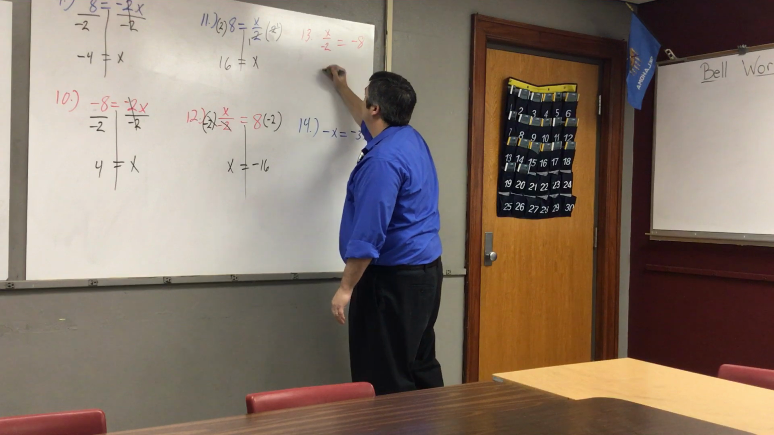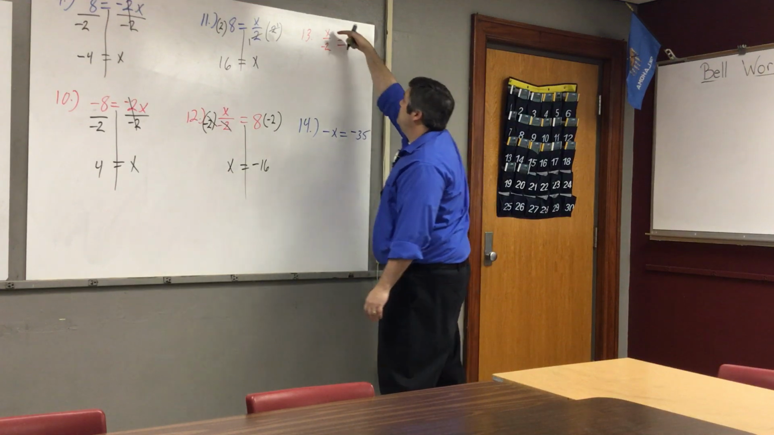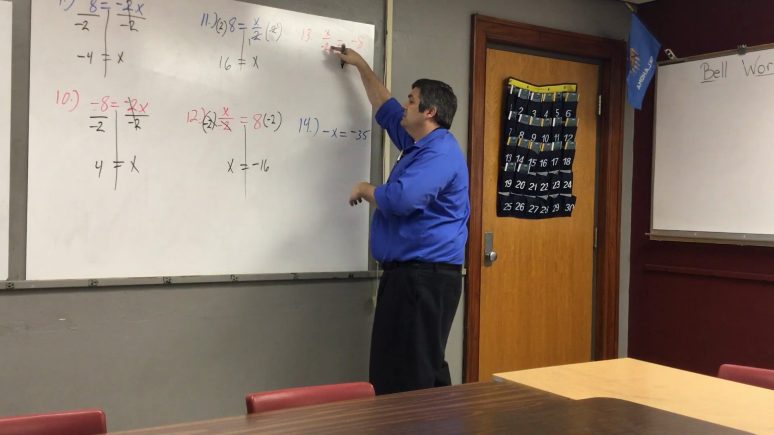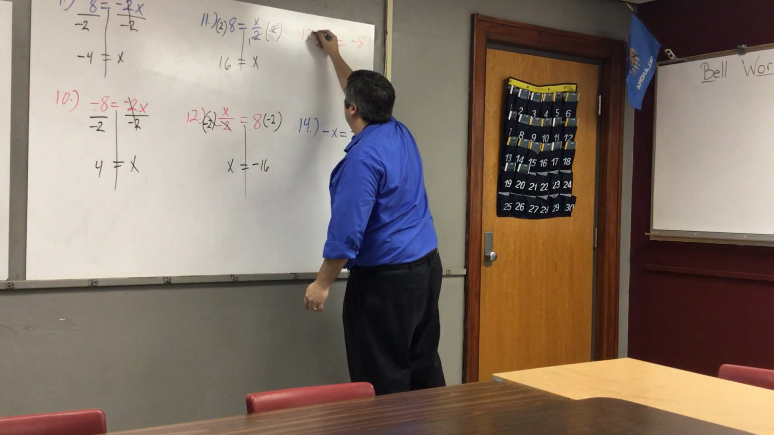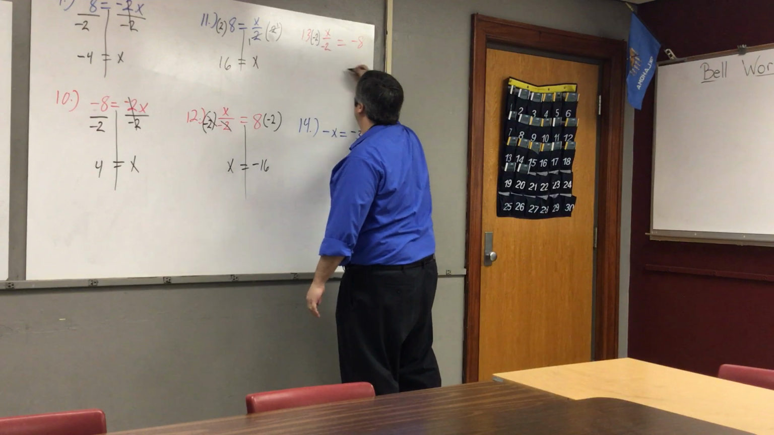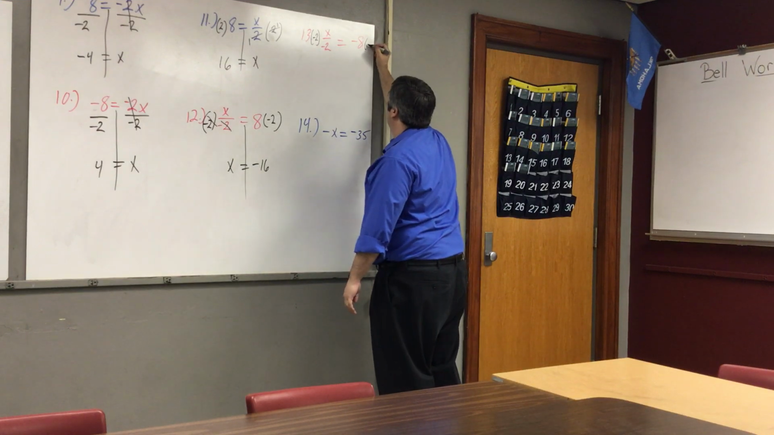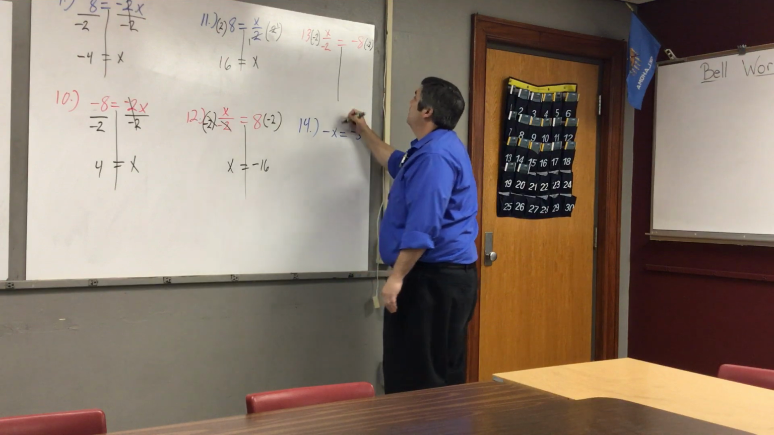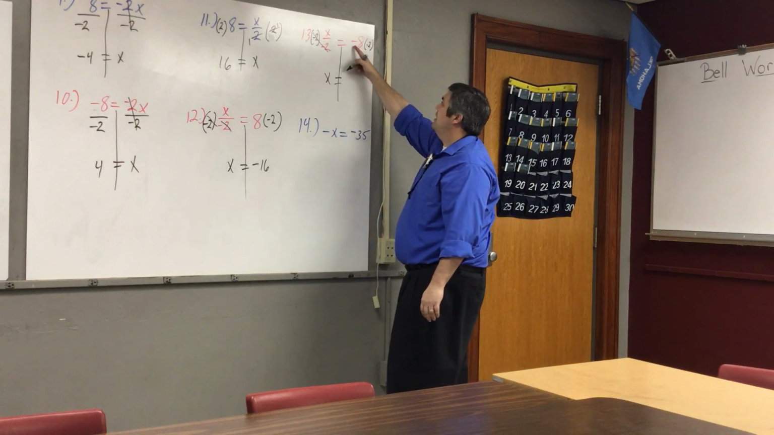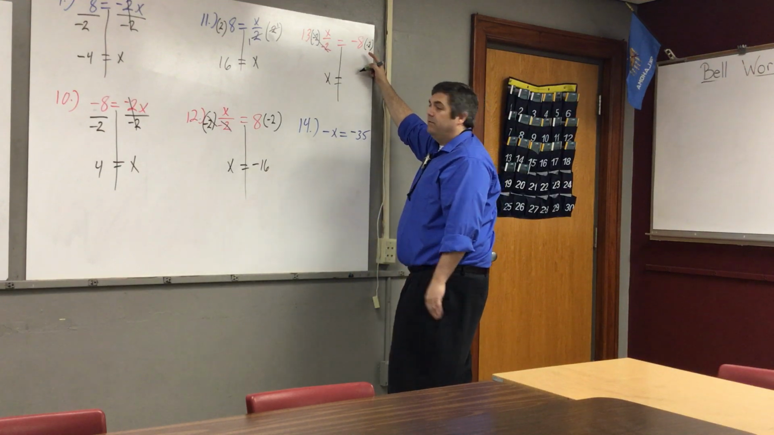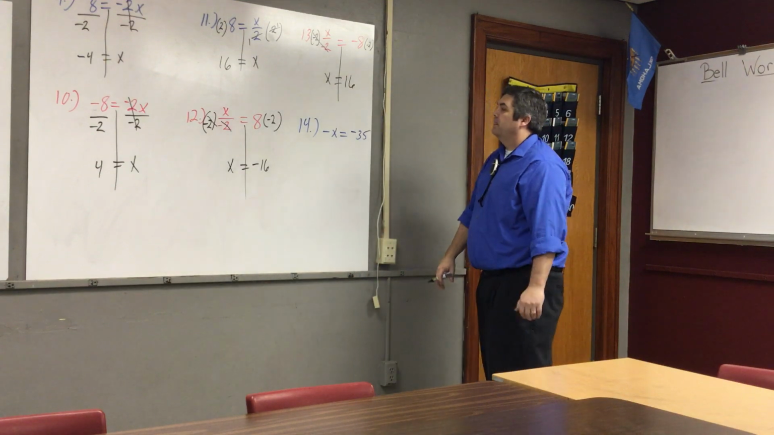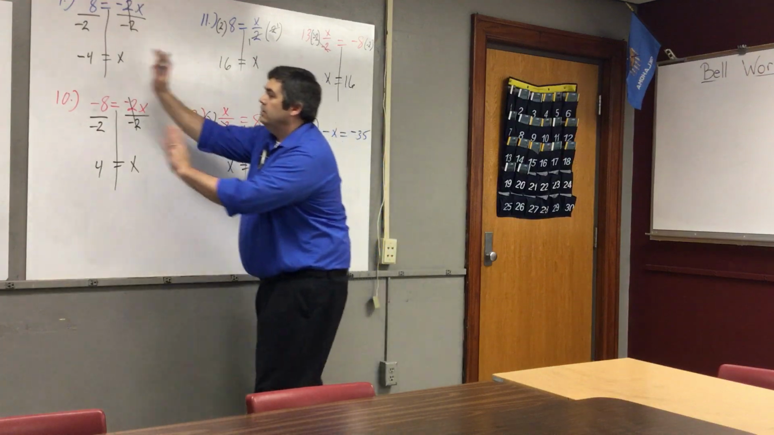Same thing up here. X over negative 2 equals negative 8. Here's my variable. It's being divided. I want to use the opposite operation, so division, opposite of it is multiplication. I'm going to multiply by whatever's on the bottom, negative 2. So negative 2, multiply by negative 2 over there. I multiply by negative 2 over here. Okay. These cancel out. Give me x equals, and now I've got a negative times a negative gets me a positive. So now I've got a positive 16. All right. That's division. That's multiplication.